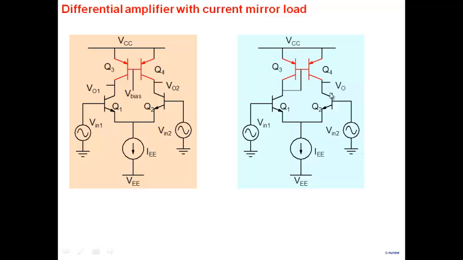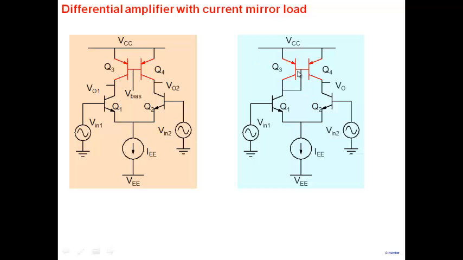When I take a transistor and short base and collector, and you look up, what do you see? When you look into the collector of a transistor with its base and collector shorted together, what do you see? This is PNP, so you may have a little bit of difficulty. Try to imagine an NPN transistor with its base and collector shorted together, and you're looking into the collector. What do you see? 1 over gm. That's all you see, 1 over gm.